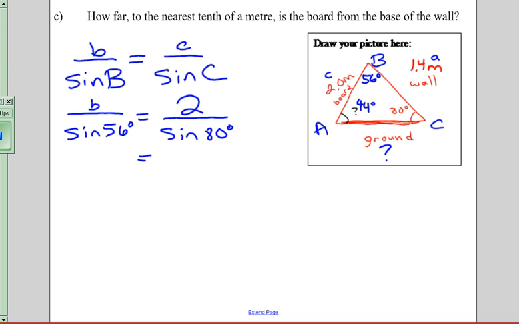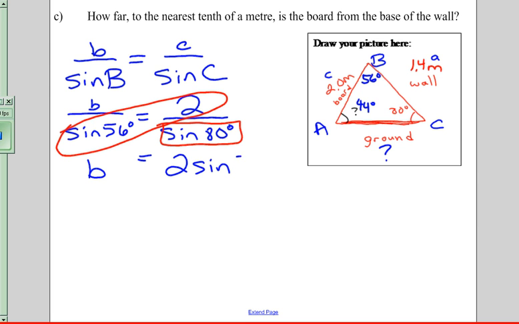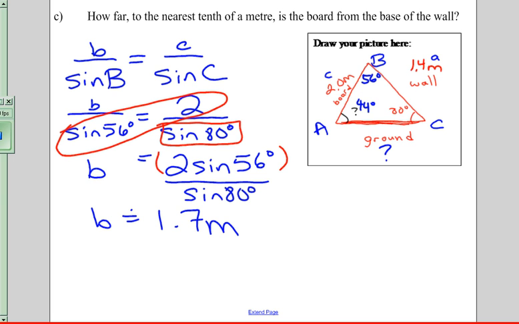Okay. Cross multiply, divide. In this case, we're finding a side, so we won't have to rely on using second function. That's only for finding angles. On your calculator, multiply 2 times sine 56, divide that answer by sine 80, and you will get approximately 1.7 meters. And that's it.